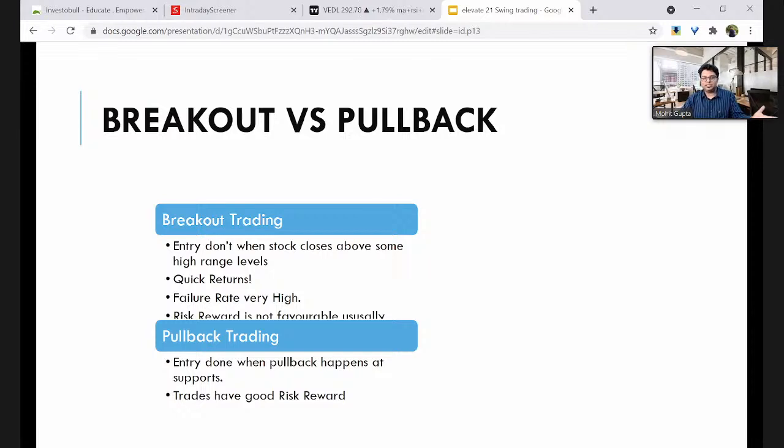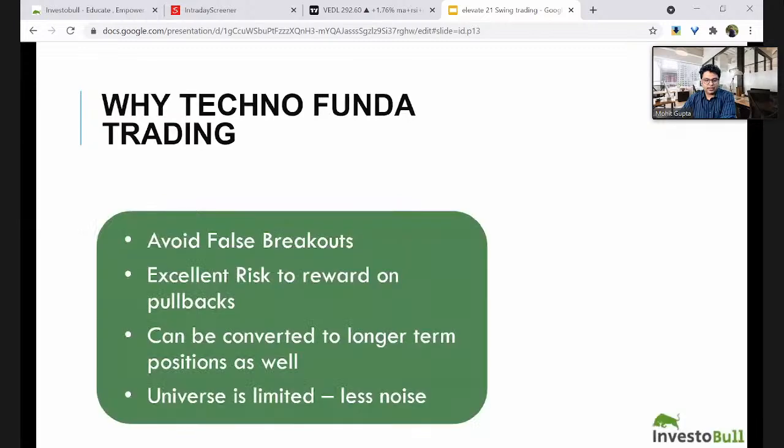So again, now there are two major strategies of trading when you follow this technofunda trading approach. One is breakout, the other is pullback. These are the two common strategies: you either do breakout trading or you do pullback trading, right?